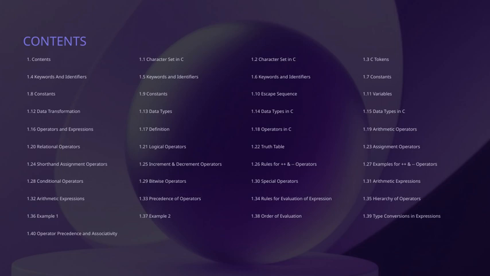writing correct expressions. Shorthand assignment operators and special operators will be discussed to show more efficient coding techniques. Understanding rules for expression evaluation and order of evaluation will help us write predictable code. Throughout this presentation, connecting these topics will give us a clearer picture of how C handles data and operations internally, forming the foundation for writing effective programs.